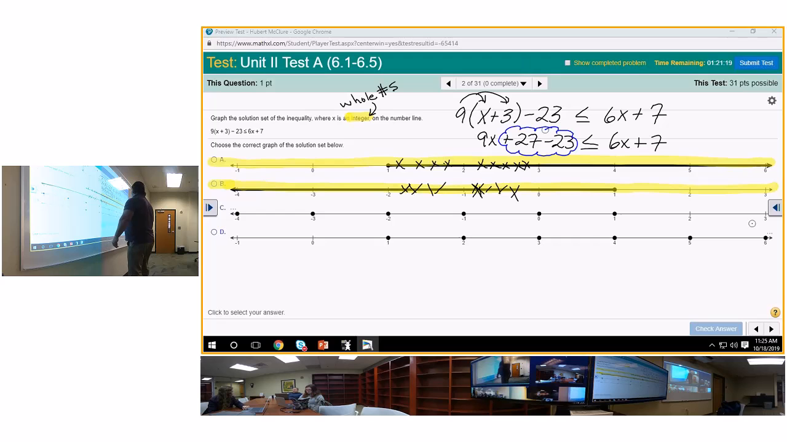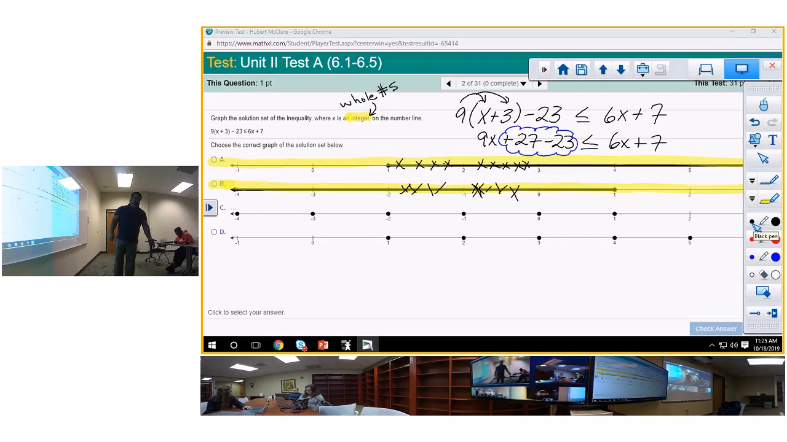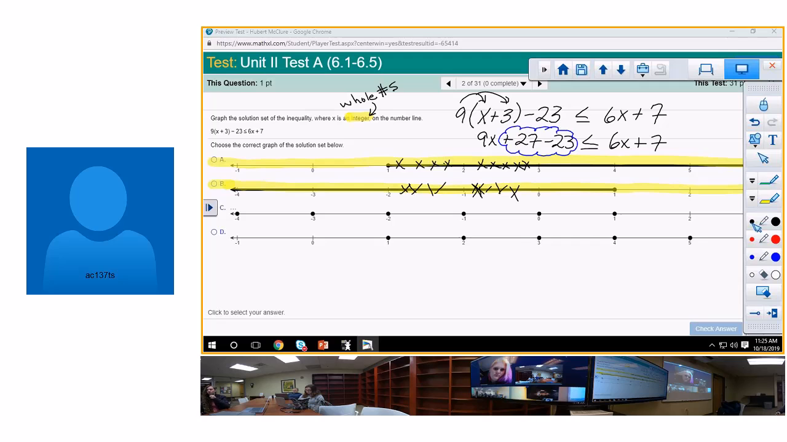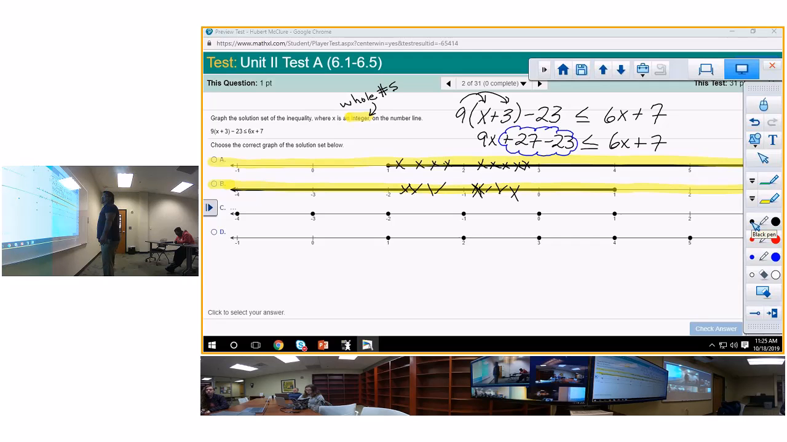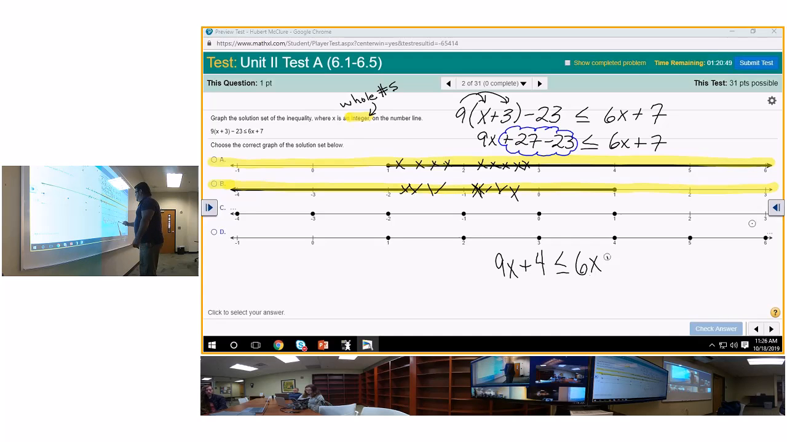I owe $23. What's the outcome of having $27 and owing $23? 4. What 4? Do you owe 4 or do you have 4? You have 4. I'm not used to having money because I'm the opposite. Mine is usually I owe 27, I have 23. So 9x plus 4 is less than or equal to 6x plus 7.